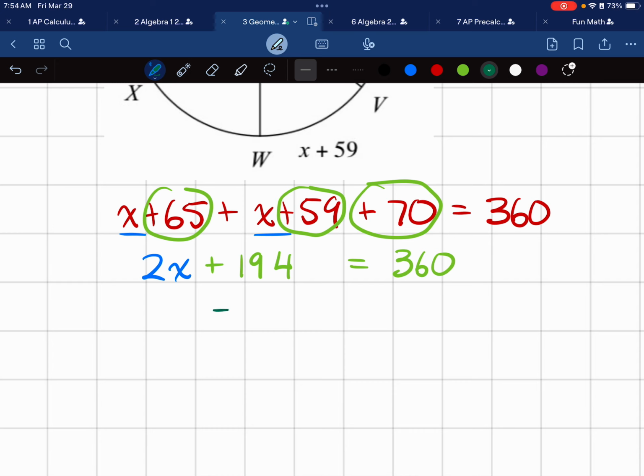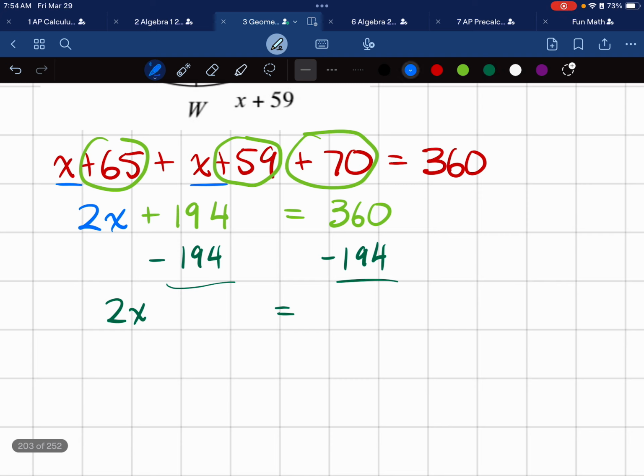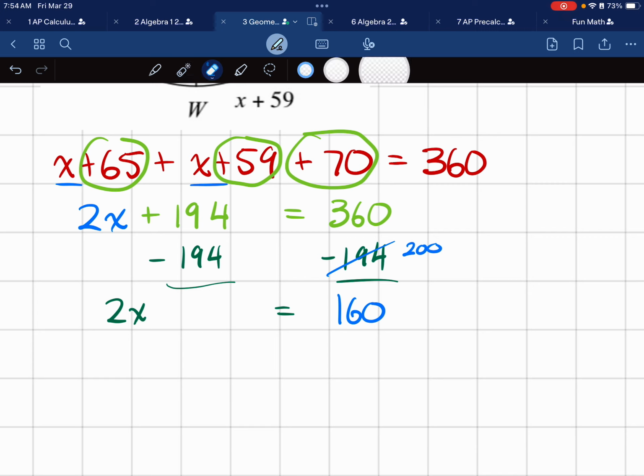From here, we just need to subtract 194, subtract 194. This is going to be 2x is equal to, okay, this is basically subtract 200. So I'm just going to pretend in my head that's minus 200. Okay, 360 minus 200 is 160. But I subtracted 6 too many, so I need to add 6 because I subtracted too much. If I add 6, this is going to turn into 166. And then from there, I'm going to erase that and say that was 166.